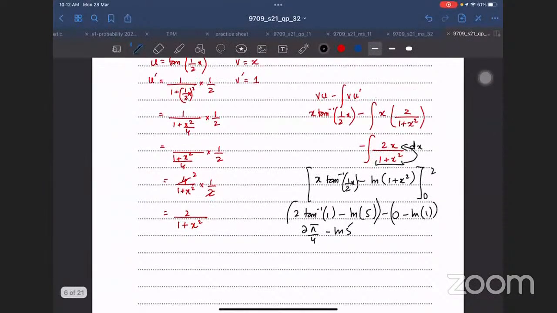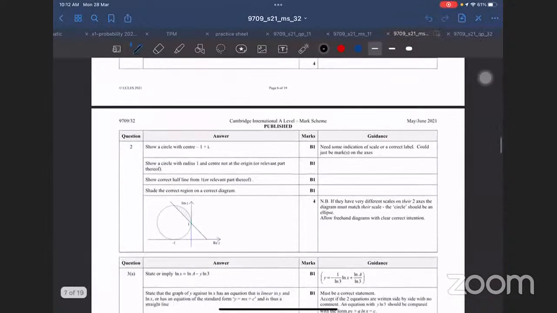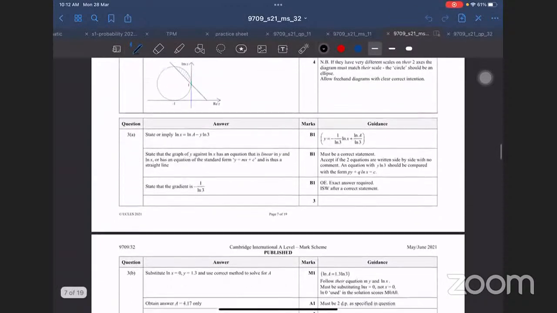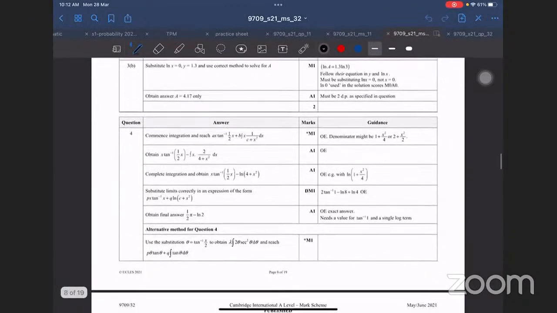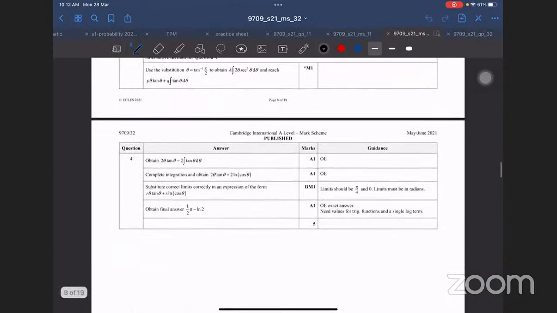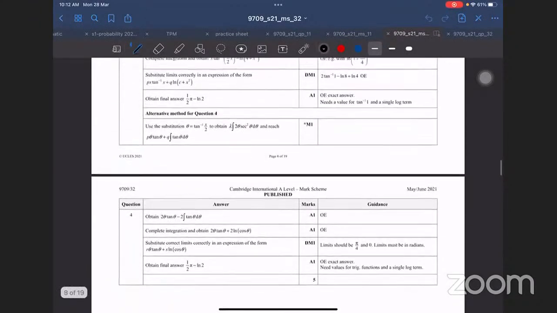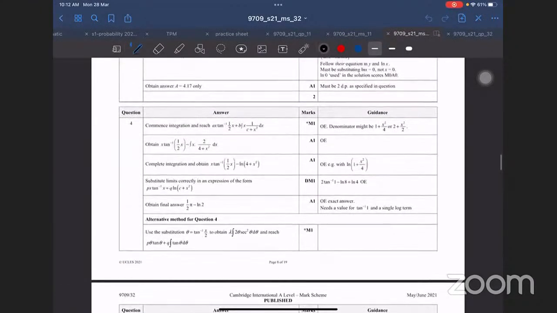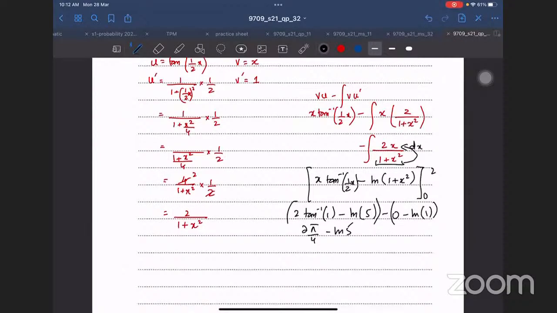So 2 pi over 4 minus ln 5. Let's verify if that's the correct answer. This is ln 2. Have I missed something?